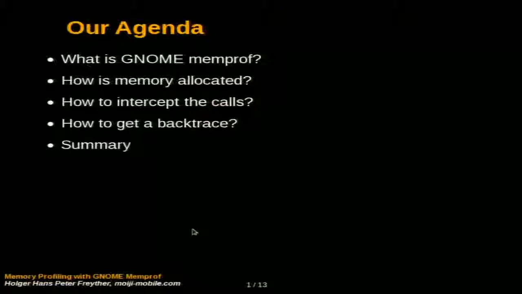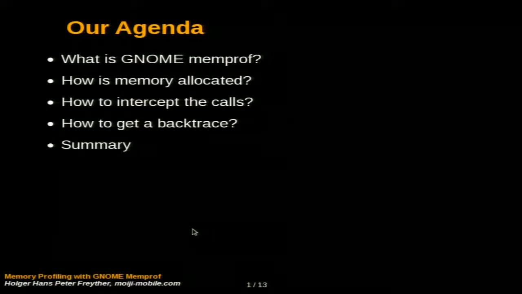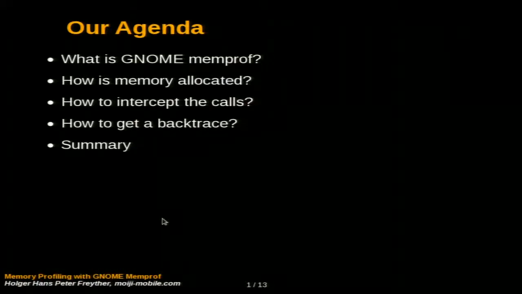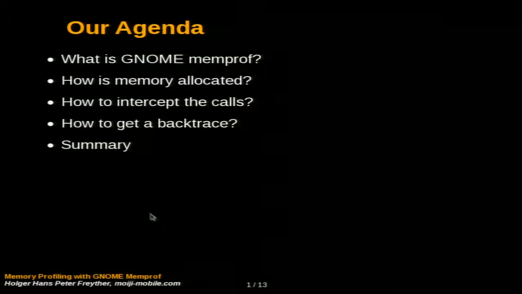So our agenda is first of all figuring out what the GNOME memprof is actually about, and then we will look at how it's working. So we will have to see how C applications allocate memory. Then we need to figure out how to get a backtrace to see who was allocating the memory. This leads us to the problem: how do we intercept a function call to an external library, and how to get a backtrace from this. And finally, we are concluding with a backtrace.